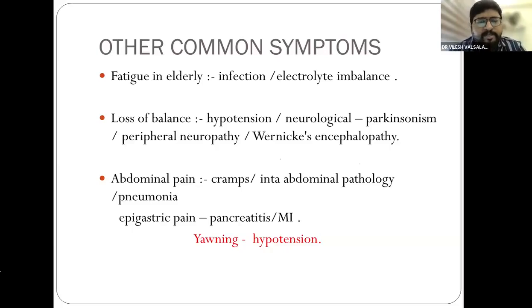And the other thing is abdominal pain. Patients who have abdominal pain, it can be because of simple cramps, or it can be some intra-abdominal pathology. Sometimes a lady on hemodialysis had a big mass lesion. It can be because of even pneumonia. Sometimes upper abdominal pain can be because of a left lower lobe pneumonia. It may not present as cough or fever. It may just present as abdominal pain. Sometimes epigastric pain can be just because of a heart attack, myocardial infarct, or it can also be pancreatitis in a dialysis patient. So we have to look into these symptoms, very important.